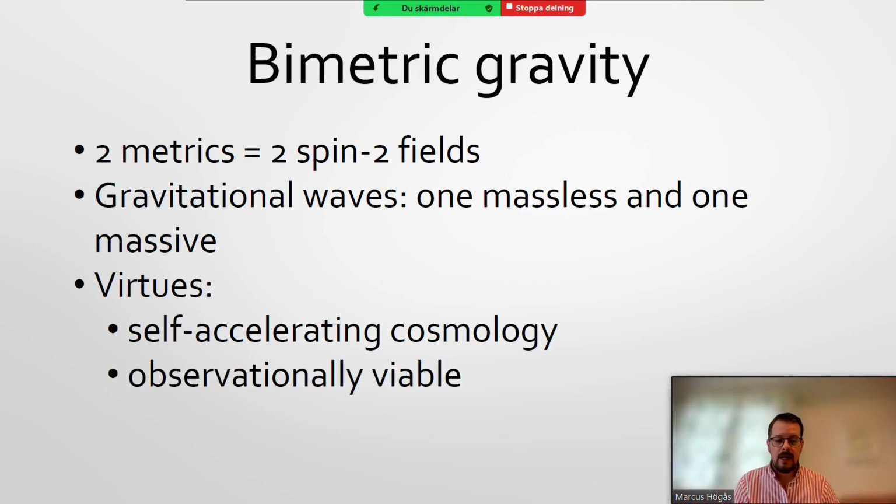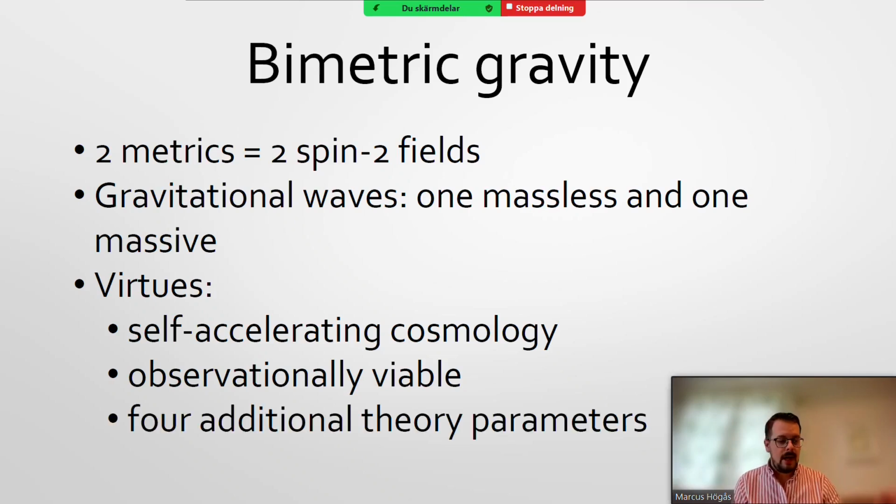Another thing that should be mentioned is that the theory is observationally viable. For example, with respect to cosmological observations, gravitational wave observations, local tests of gravity, etc. And the final thing that I would like to mention is that the theory is scientifically appealing in the sense that even the most general version of the theory only introduces 4 additional theory parameters, that is, in addition to the cosmological constant and the gravitational constant they already have in GR.